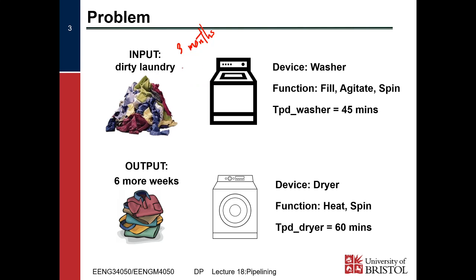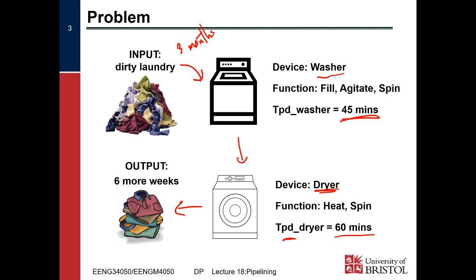Then we've got some processes. We've got a washer, which fills up, agitates the laundry, and then spins the water out. The time that the washer takes to process the laundry, the propagation delay of the washer, is 45 minutes. We've got another process, a device called a dryer. The dryer heats our washing up and spins it round. Its propagation delay is 60 minutes. And then our output is 6 weeks worth of clean clothing to get us further through the lockdown.